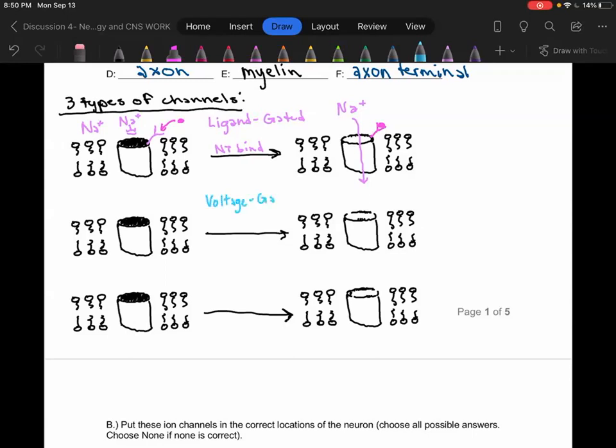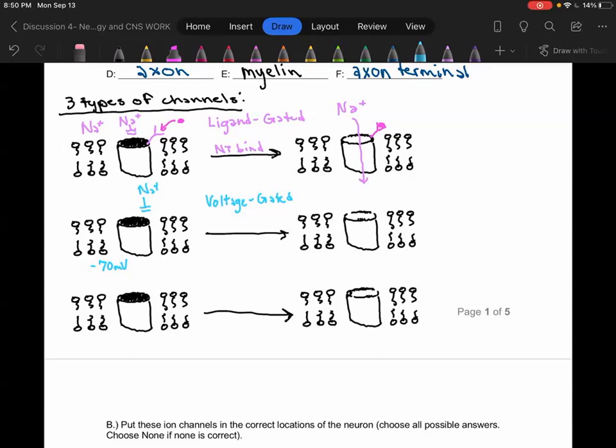Voltage-gated channel. And what we see is that it works a little bit differently. So a cell at rest is at -70 millivolts. We're looking at voltage with voltage-gated channels. And if we have some sodium that needs to move in, again, it can't. But a way we can do this is by using a voltage-gated channel.